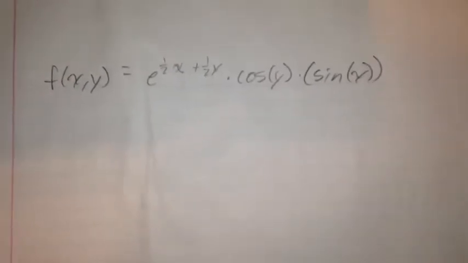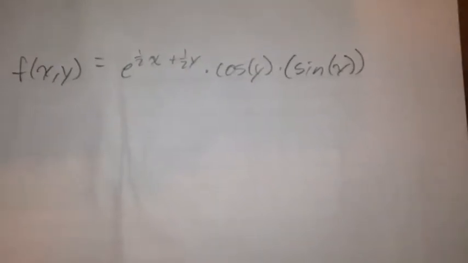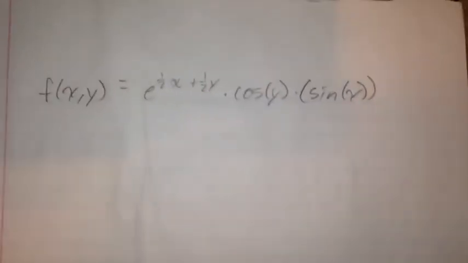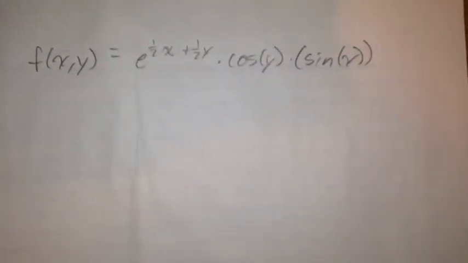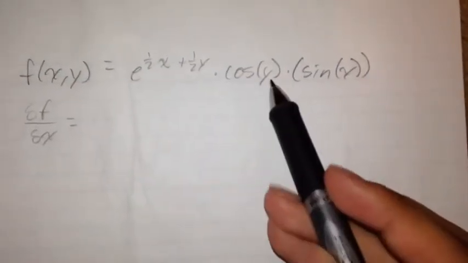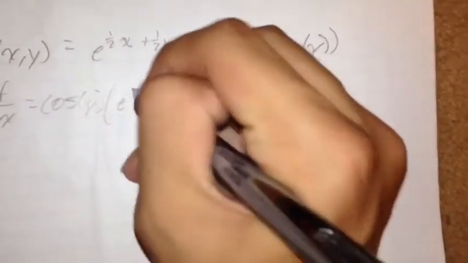Now we must calculate the path of steepest descent to get away from the house. The hill has a function given as e to the 1/2 x plus 1/2 y times cosine y times sine of x. In order to find the path of steepest descent, we must take the gradient of the function. And in order to do that, we have to take the partial derivative of the function with respect to x and respect to y. So we're going to start with respect to x. So we do partial with respect to x. Since we're doing it with respect to x, this value is going to stay constant. So we just pull that out front and we worry about the rest.